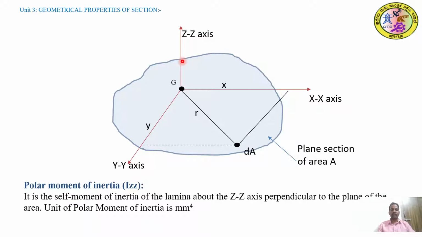Let's know about the polar moment of inertia. It is the moment of inertia of the lamina about the zz axis perpendicular to the plane of the area. The unit for the polar moment of inertia is millimeter power 4.